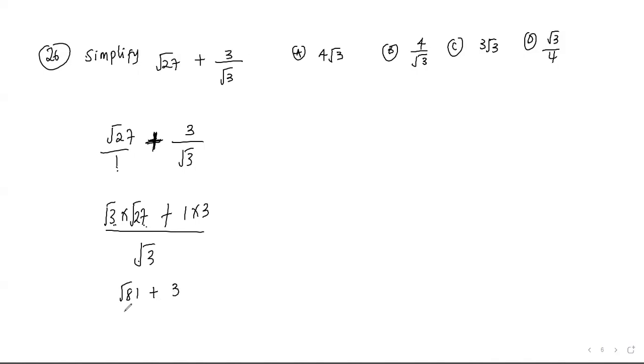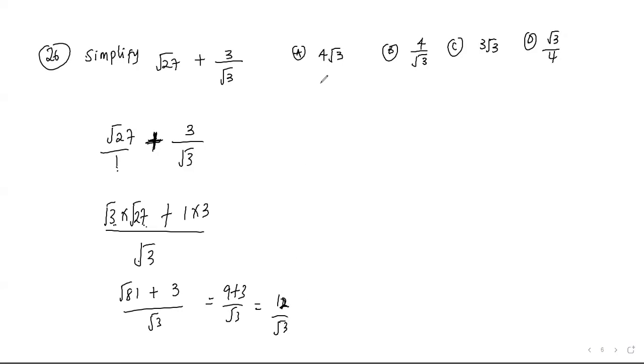3 over root 3, right? Root 81 plus 3 over root 3. So what is the square root of 81? That is 9, right? So that should be 9 plus 3 over root 3. And that should be 12 over root 3. So 12 over root 3.